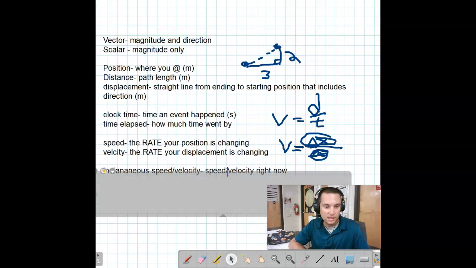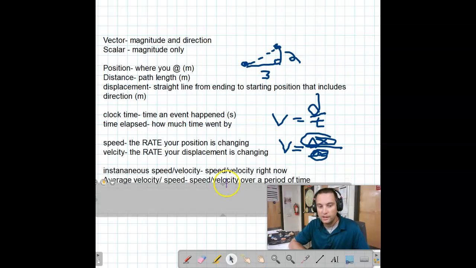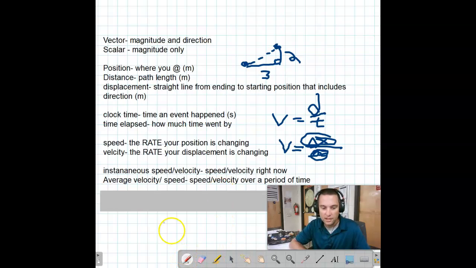Our instantaneous speed or velocity is the speed or velocity right now. The average speed or velocity is the speed or velocity over a period of time. Both of those we want to be measured in meters per second. Not kilometers per hour, not miles per hour, meters per second. That's it.